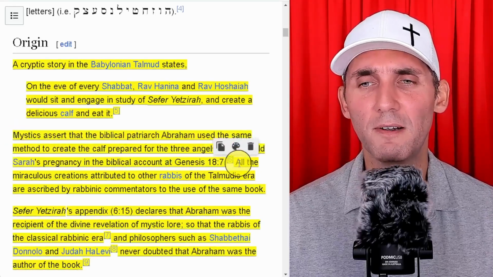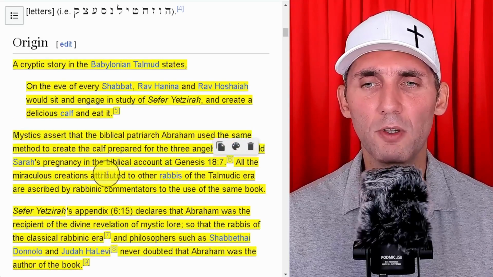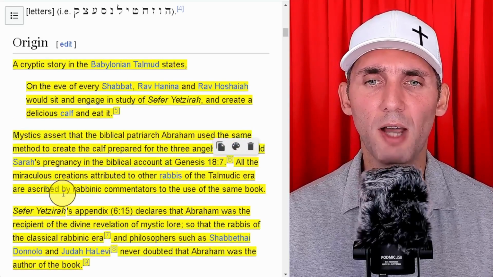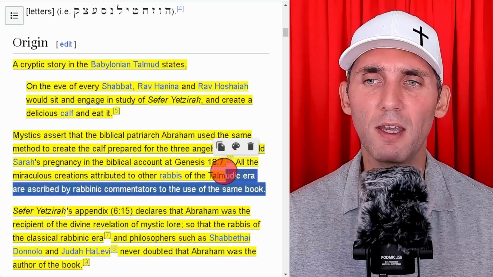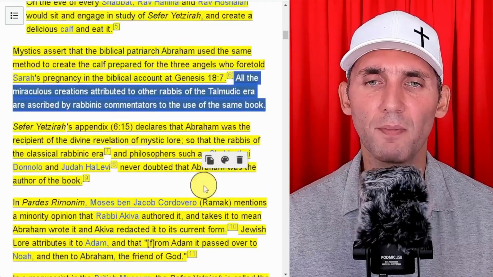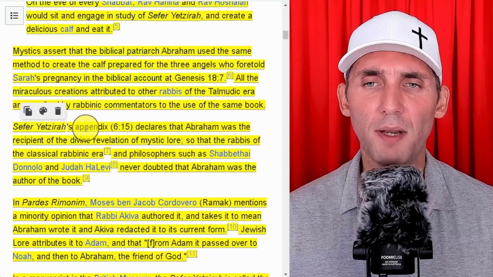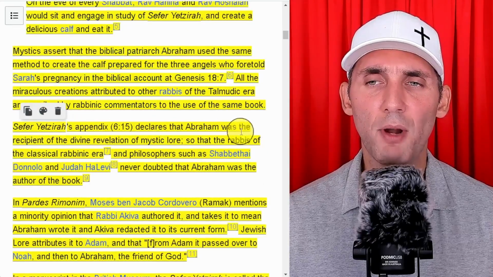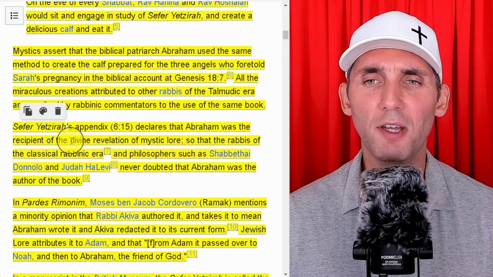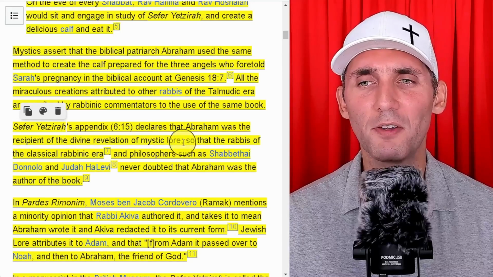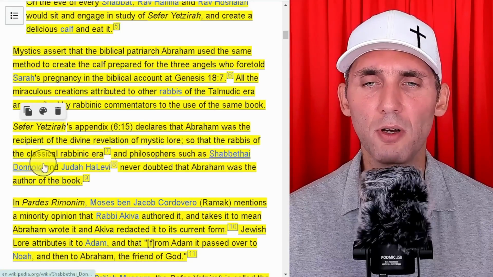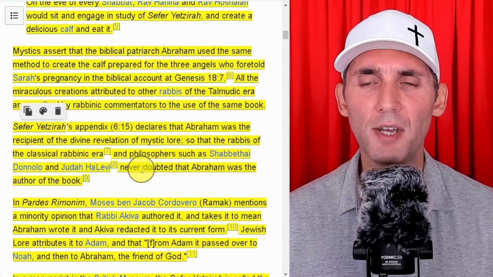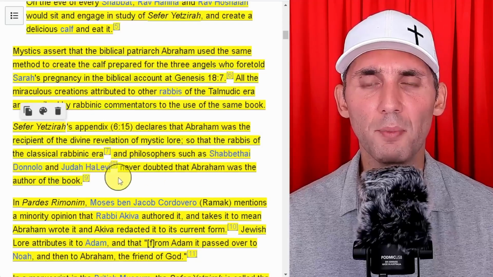It's truly profound. All the miraculous creations attributed to other rabbis of the Talmudic era are ascribed by rabbinic commentators to the use of the same book. So, a very influential Kabbalistic book, Sefer Yetzirah. Appendix 615 declares that Abraham was the recipient of the divine revelation of mystic lore, so that the rabbis of the classical rabbinic era and philosophers such as Shabbatai Donolo and Judah Halevi never doubted that Abraham was the author of the book.